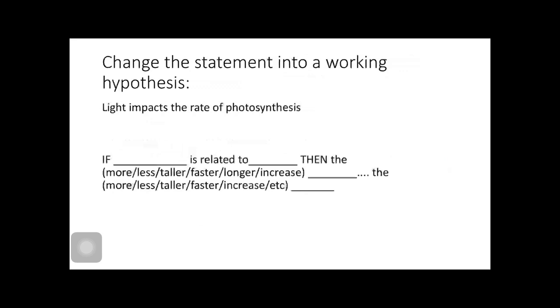And I do this because I want to isolate a variable. That is, I'm only dealing with light, not the amount of water or moisture, not the type of soil, not the size of the pot. I want to just isolate the variable for light and see the connection.